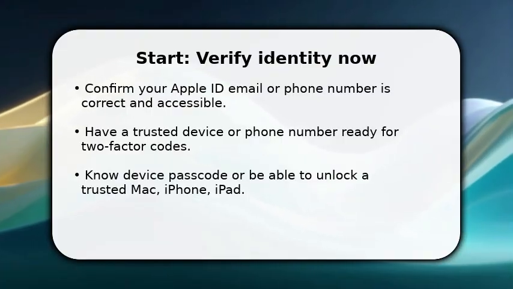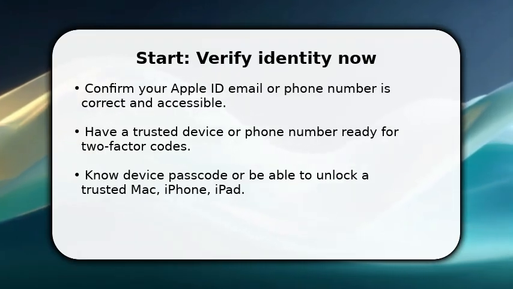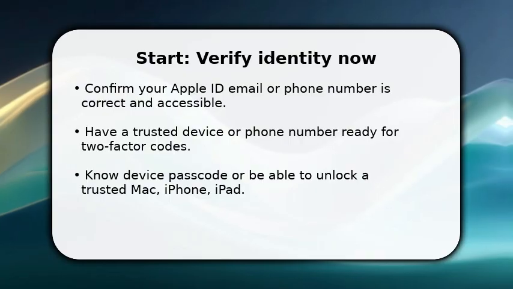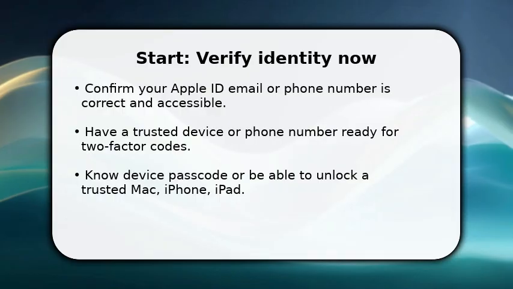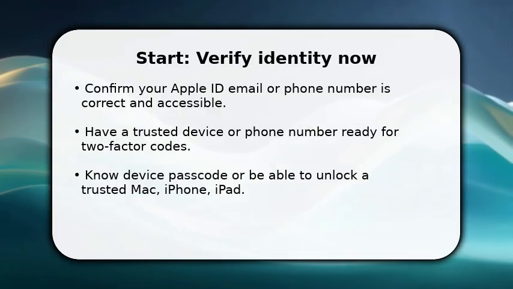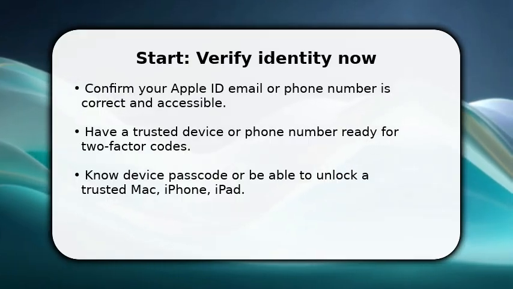You begin by confirming the exact Apple ID and which device or phone can receive codes. Open Settings on a trusted iPhone or System Preferences on a Mac and check the Apple ID line. If you can unlock a trusted device, you can request a verification code quickly.